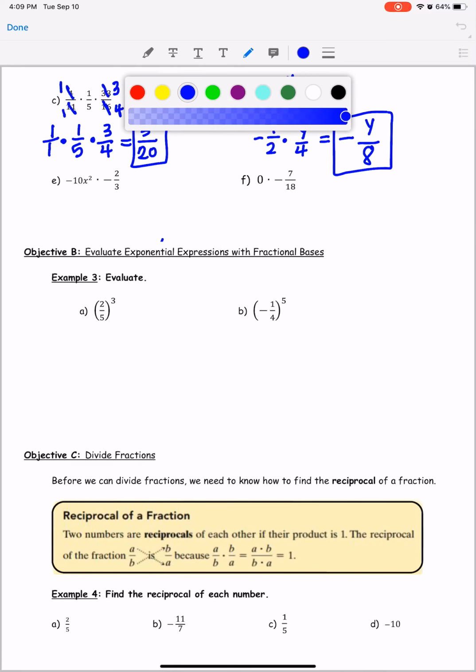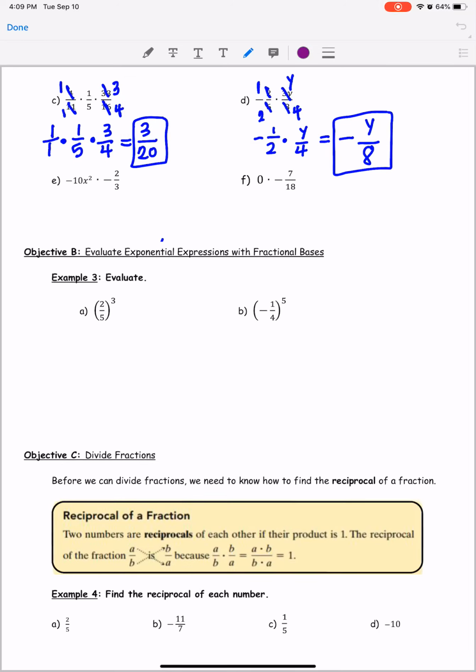But we just don't have a fraction yet. It makes it easier if you have a fraction. If you don't need a fraction, then you don't have to use one. But to make this into a fraction, this is the same as negative 10x squared all over 1.